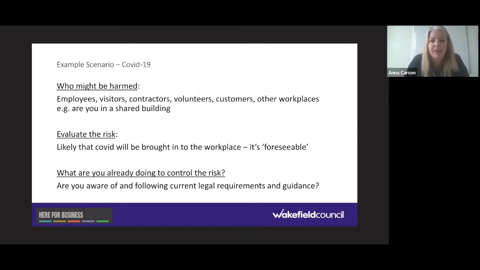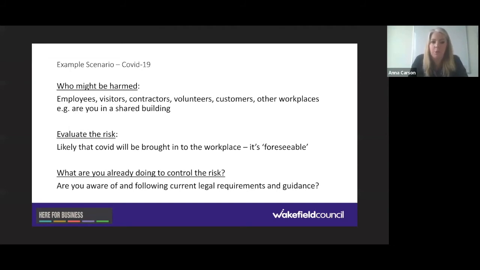Now, what do we mean by foreseeable? So the legal definition is that it's sufficiently likely to occur that such a person of ordinary prudence would take it into account in reaching a decision. So more simply put, it's reasonably anticipated. And it's important to note that you're only expected to consider risks that are reasonably foreseeable.